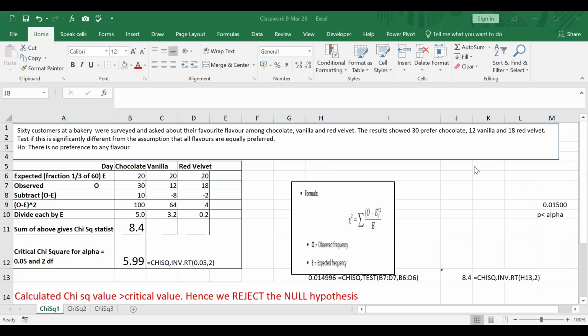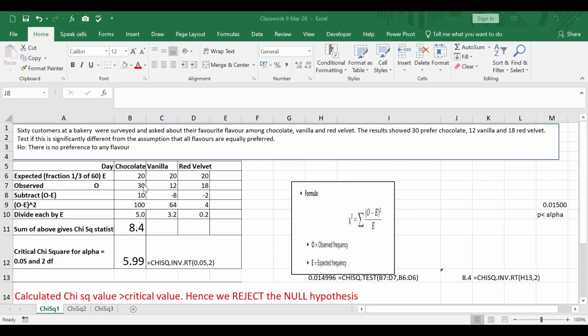We will do three problems in chi-square testing, simple to more complex. First one, pause the video and read it yourselves. Basically, it says that observations were taken regarding the sale of three different types of flavors. What we got was 30 for chocolate, 12 for vanilla, and 18 for red velvet.